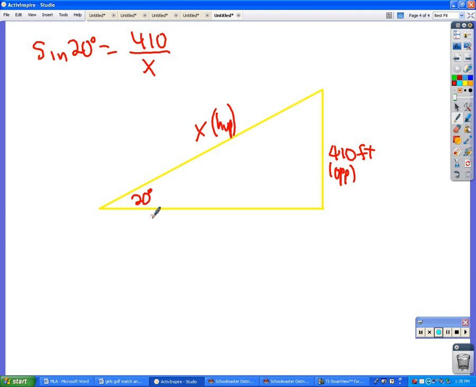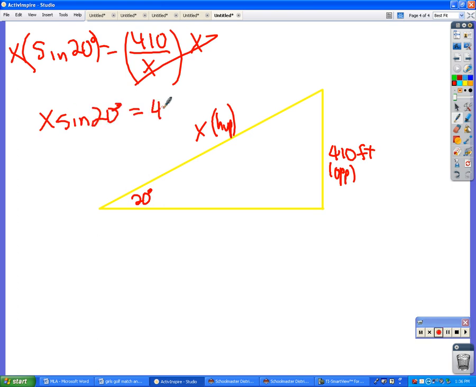And this is very important because this is very different than the last one that we did. If you try and solve this by multiplying the sine of 20 by 410, you will be wrong. To get this x off the bottom, I have to multiply both sides by x to start with. So the x's cancel. So x times the sine of 20 degrees equals 410. Then how do I get the x by itself? Divide by the sine of 20.